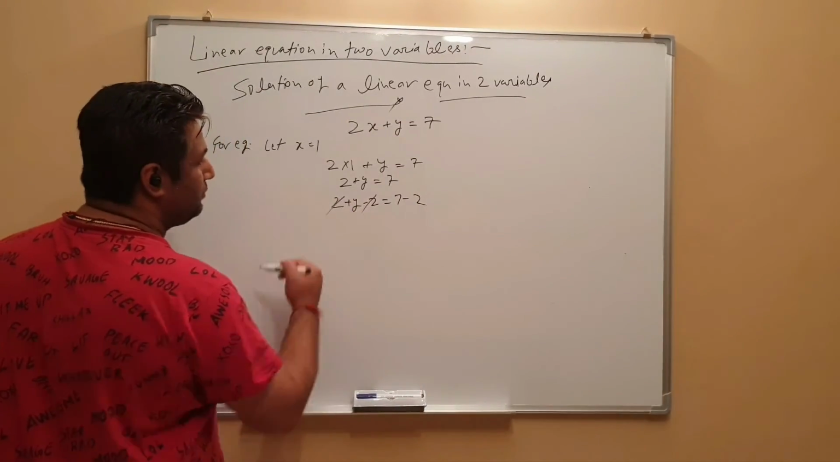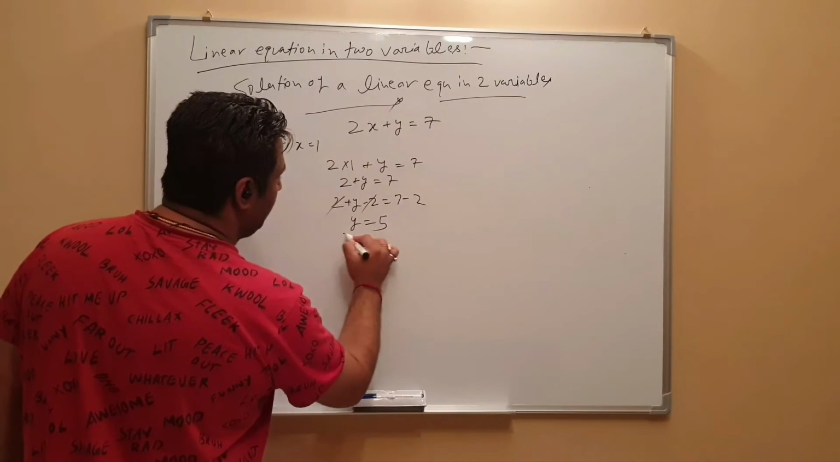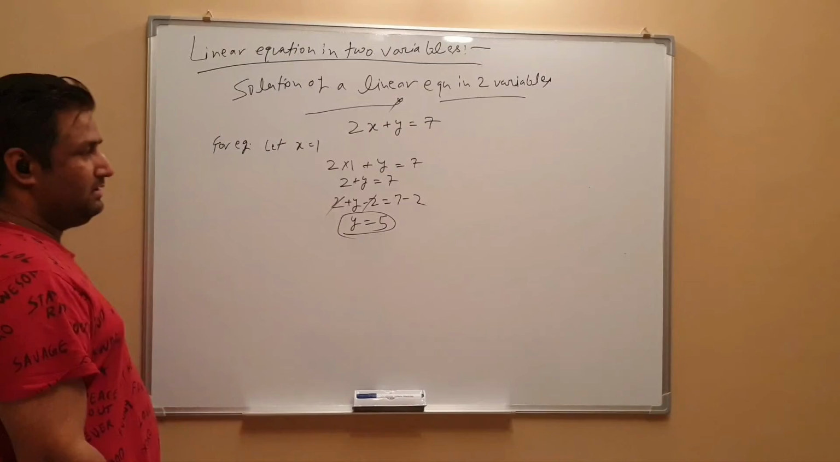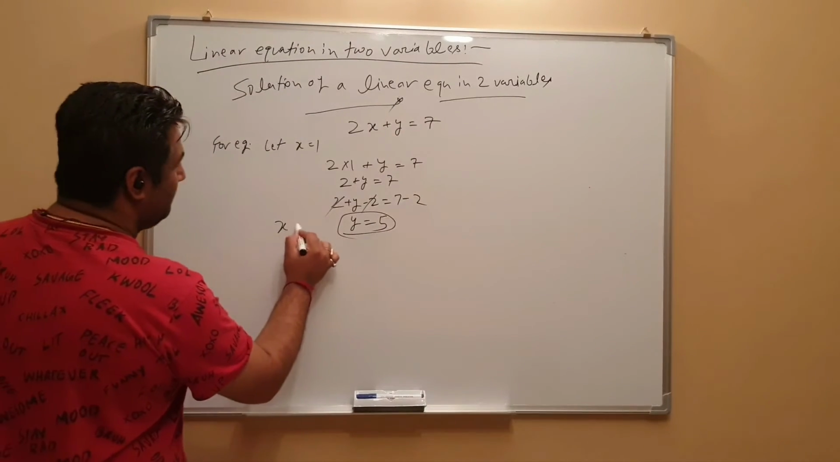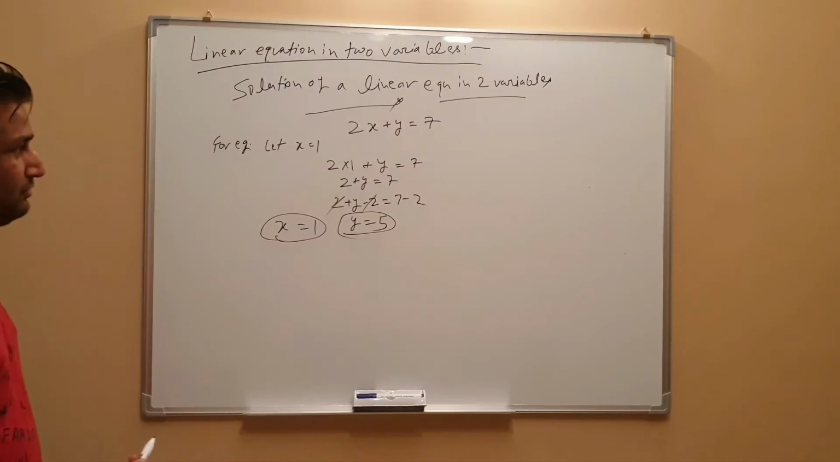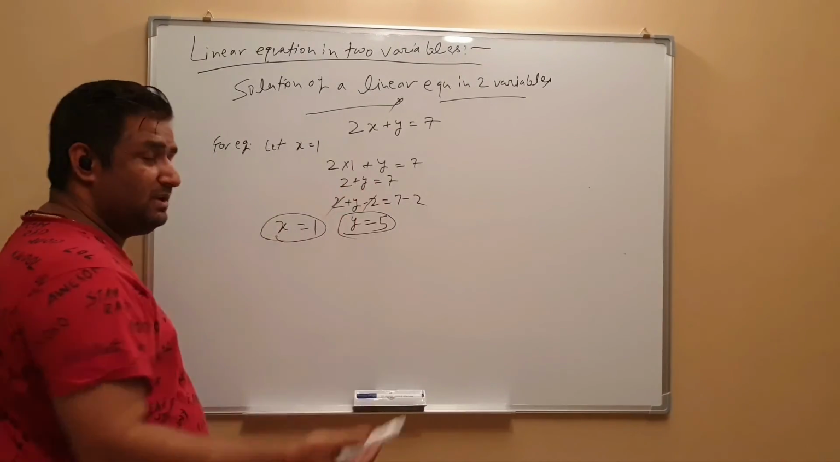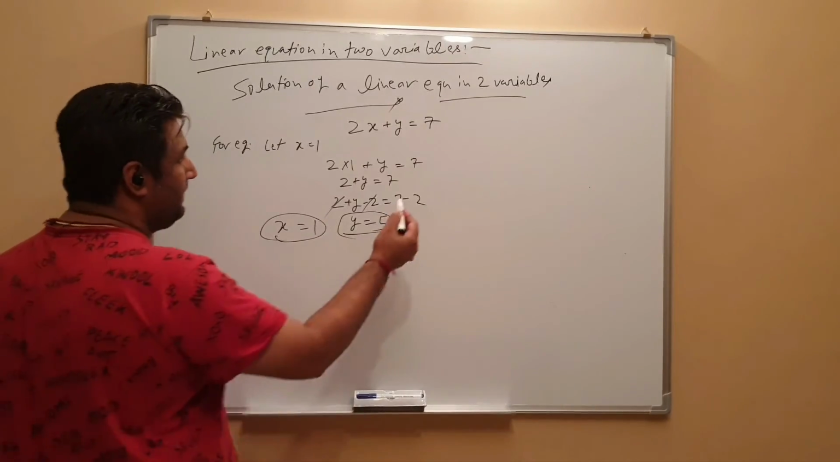Now if you see here, this 2 and 2 will get cancelled. So we will get y equals 7 minus 2, which is 5. So the solution for this is x equals 1 and y equals 5. So this is one solution. As I told you, there will be many solutions, depending on what values you put.